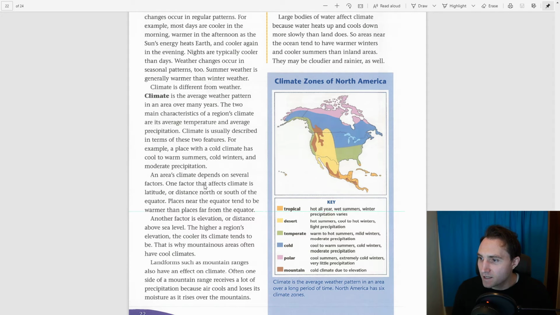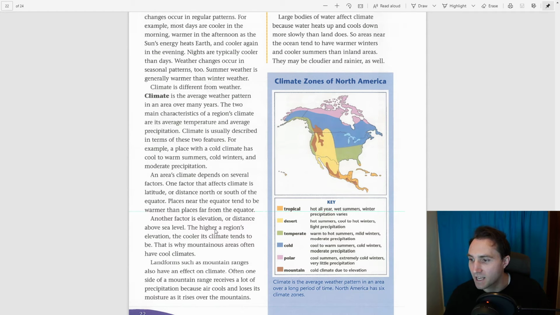An area's climate depends on several factors. One factor that affects climate is latitude, or distance north or south of the equator. So we are north of the equator right now. Places near the equator tend to be warmer than places far from the equator.